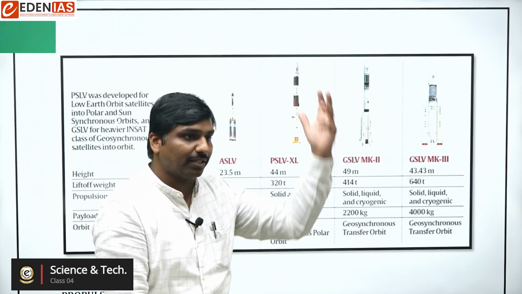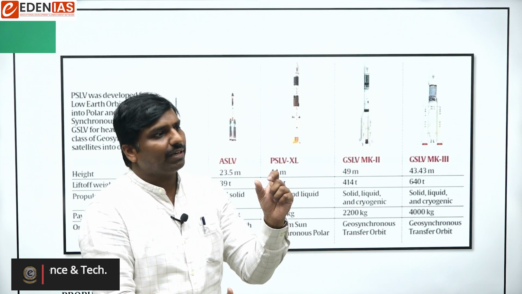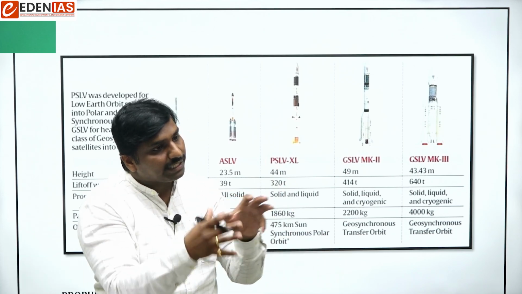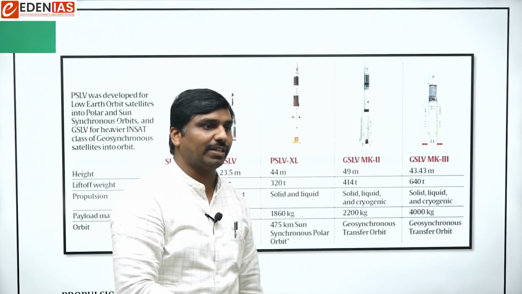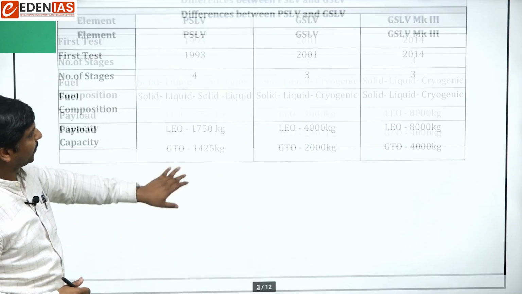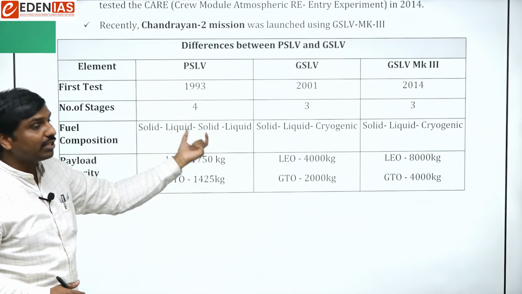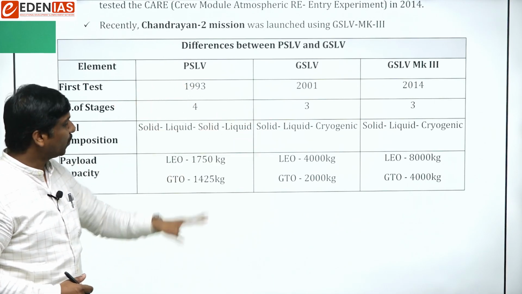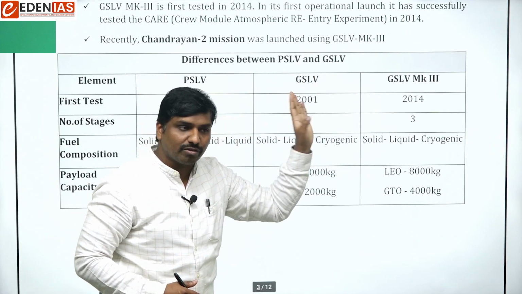Okay, likewise, they will fill the fuel chamber with this kind of fuel, so that solid fuel will have a lot of efficiency, so it can give good thrust. Okay, then liquid fuel will have different advantages. So then again solid, again thrust, again liquid. So likewise, PSLV will have 4 stages of fuel. So what is the order? Solid, liquid, solid, liquid. This is the order.